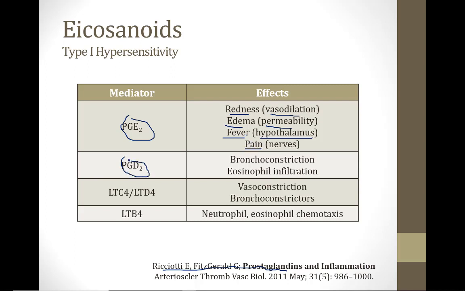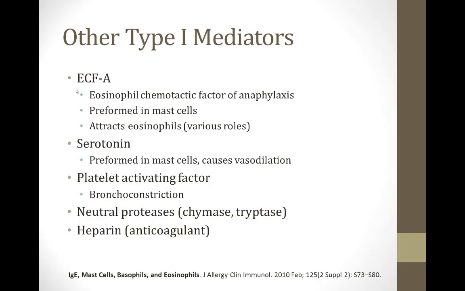Prostaglandin D2 is an important eicosanoid that leads to bronchoconstriction. It also draws eosinophils into sites of type 1 hypersensitivity reactions. Leukotriene C4 and D4 cause vasoconstriction and bronchoconstriction. And then finally, leukotriene B4 has been shown to draw in neutrophils and eosinophils to sites of inflammation in type 1 hypersensitivity reactions. I've listed some other type 1 mediators on the screen here.